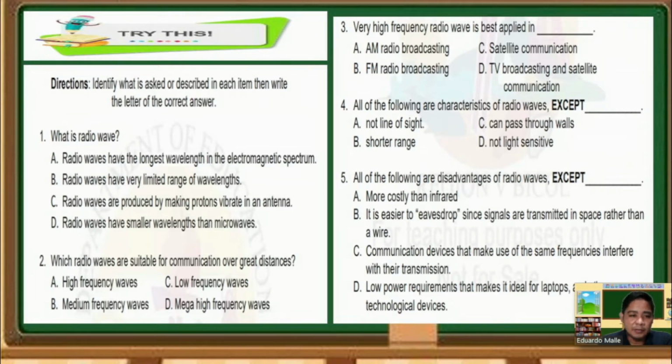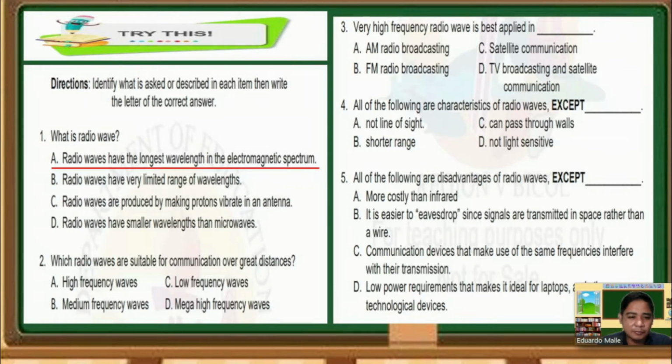Letter A, radio waves have the longest wavelength in the electromagnetic spectrum. Letter B, radio waves have very limited range of wavelengths. Letter C, radio waves are produced by making protons vibrate in an antenna. Letter D, radio waves have smaller wavelengths than microwaves. Okay, what do you think is the correct answer? Let us check. Okay, the correct answer is letter A. Radio waves have the longest wavelength in the electromagnetic spectrum.